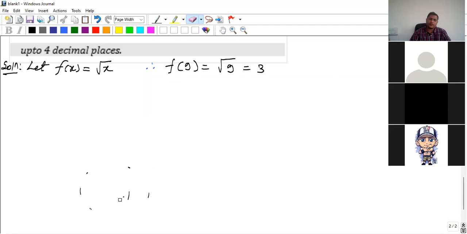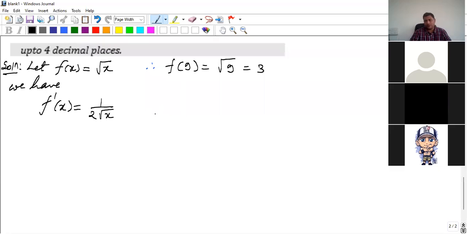So what we do next, we perform the derivatives. Let us find the derivative, and hence what will be f dash of x? The derivative of root x is going to be 1 upon 2 root x. And hence here we have to find f dash of 9. So it is going to be 1 upon 2 root of 9. Root of 9 is going to be 3, and so this will become 1 by 6.